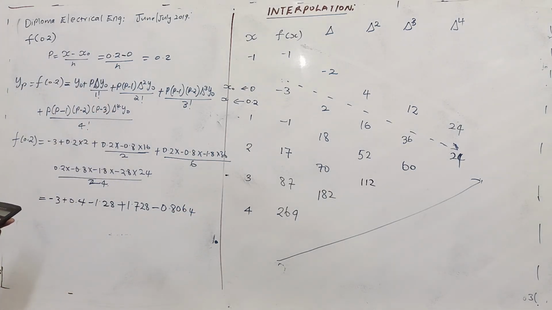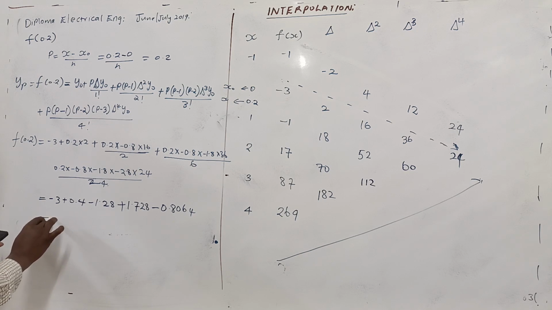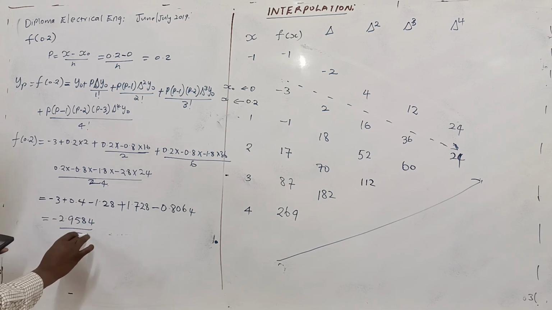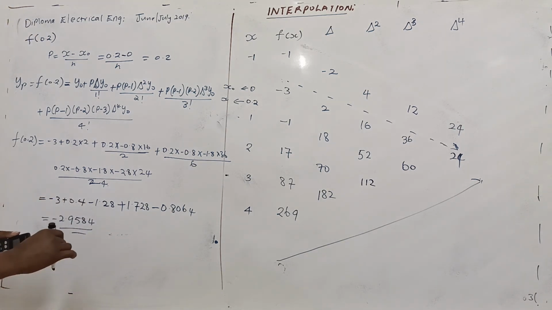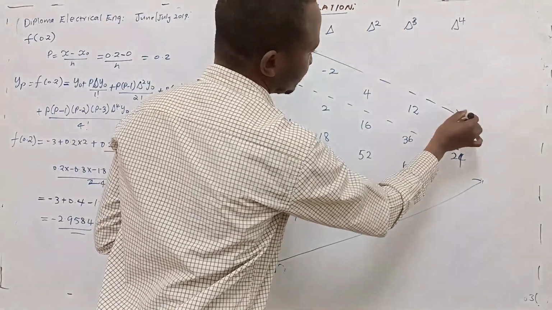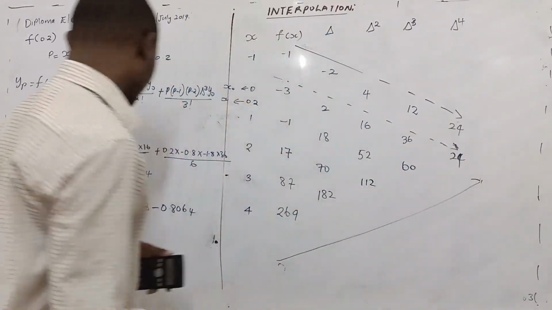Plus 1.728 minus 1.28 plus 0.4 minus 3, equal to, again we are getting the same answer, which is negative 2.954. So you can see, irrespective of which working you use, whether you use this one or this one, you always get the same answer.